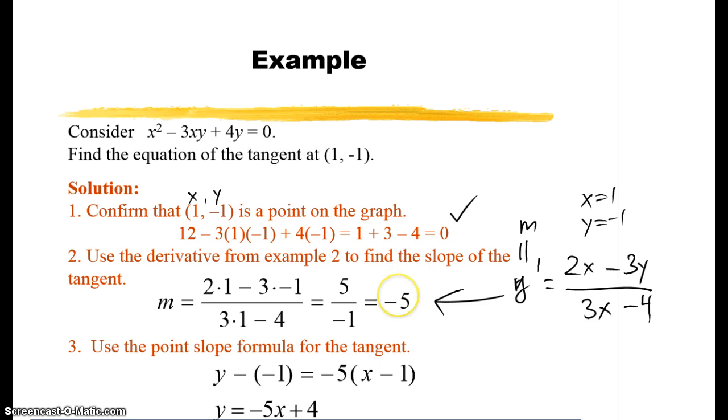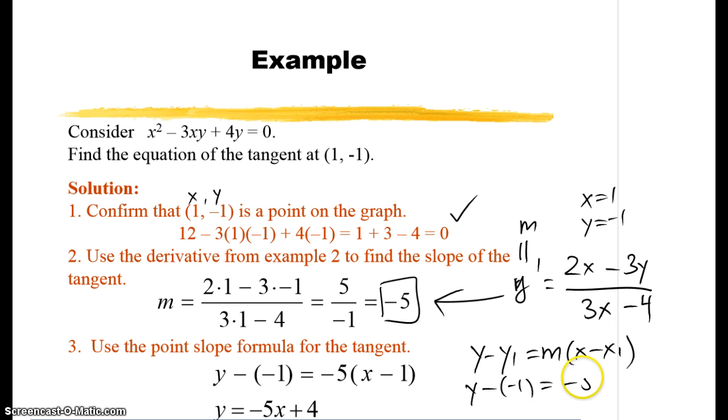And that's how we obtain negative 5 as the answer, so that's our slope. Finally, we use the point slope formula for the tangent in order to get our equation. Remember, that's y minus y1 equals m times x minus x1. So this becomes y minus negative 1 equals negative 5 times x minus 1, right? Once again, using these values to plug in for x1 and y1. And that's how we get the equation of the line to be negative 5x plus 4.